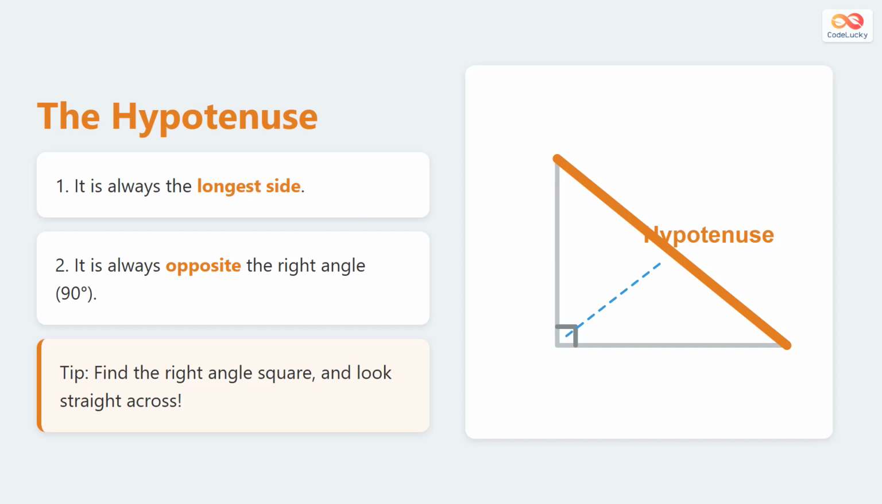Let's start with the easiest one, the hypotenuse. The hypotenuse is always the longest side of the right triangle. You can always find it by looking directly across from the right angle. Just follow the arrow from the square symbol.